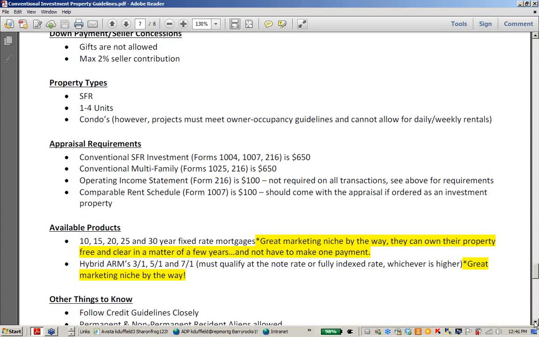Or if somebody actually needs and wants income from that property over and above just the investment portion, you can put them on a hybrid ARM, and obviously for the first few years of the loan, they're going to realize a little bit more income, because they're going to have a lesser payment. So a couple of good marketing niches in there, or reasons to get out there and talk to your people.